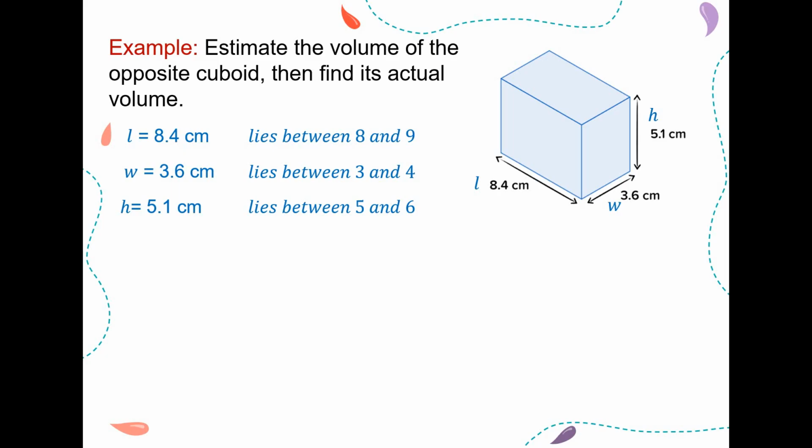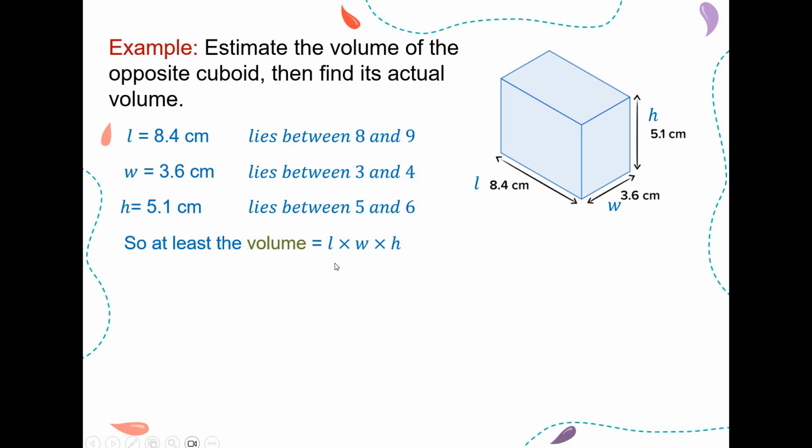Now, how can we estimate the volume? I will find the two options of the volume. What does it mean? Two options. At least, the volume will be what? I will take the smaller estimation. 8.4 can be 8 or 9, 3.6 can be 3 or 4, 5.1 can be between what? 5 and 6. So I will take all the smaller estimations for getting the at least volume.